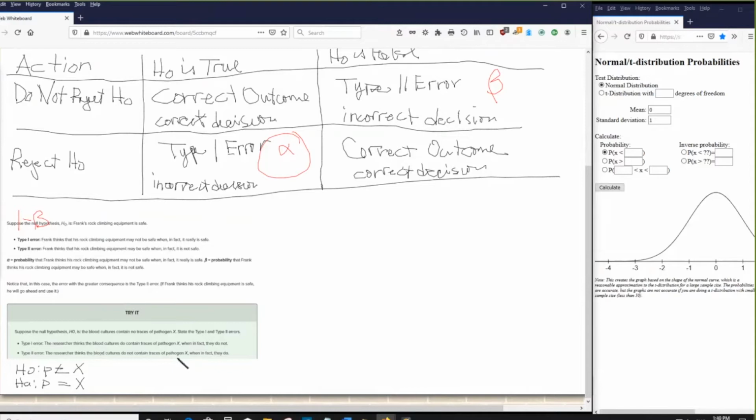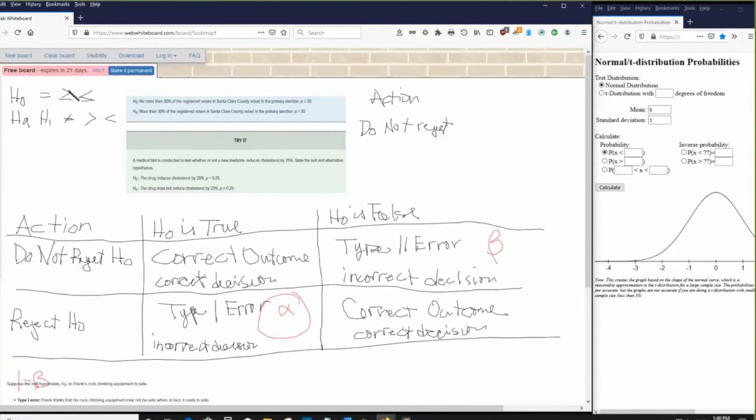Any questions about identifying type 1 and type 2 errors and how to identify which has the greater consequence? Okay. Let's do a new board.